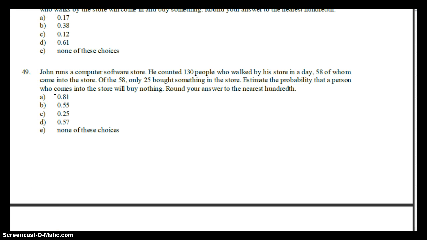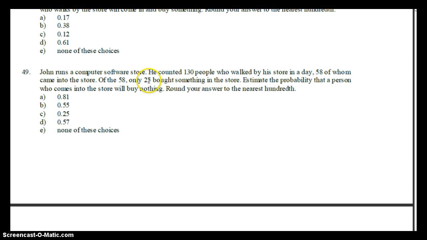Just want to point out 49 so you're ready to expect things like this on the final, or I guess to pay attention to the wording more on the final. Don't want you to be caught off guard or tricked by any of the questions. So it's about somebody who owns a computer store. He counts 130 people walk by. 58 people come in. Of the 58, it says 25 bought something, but then it asks you to estimate the probability that someone will buy nothing.